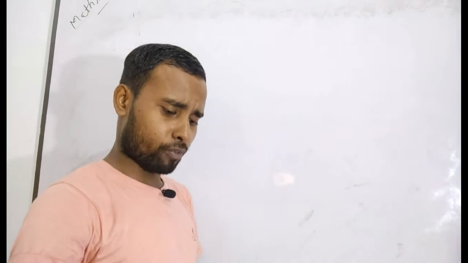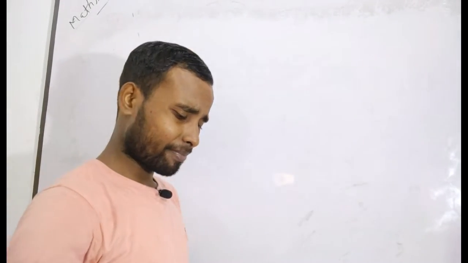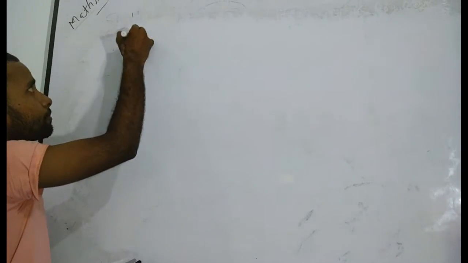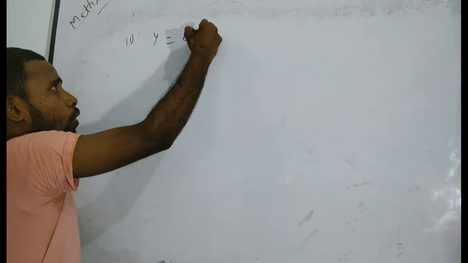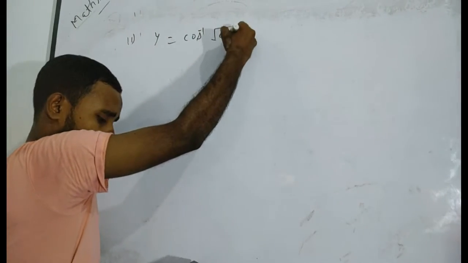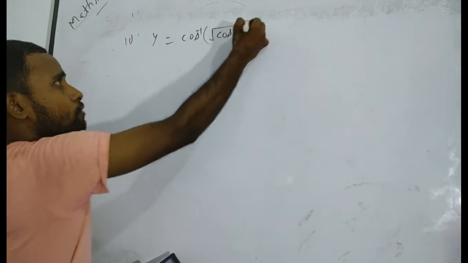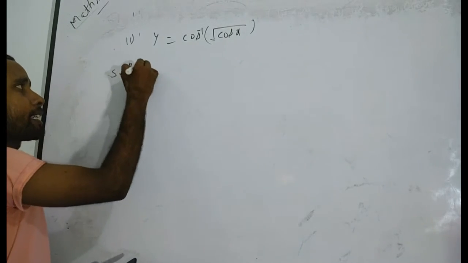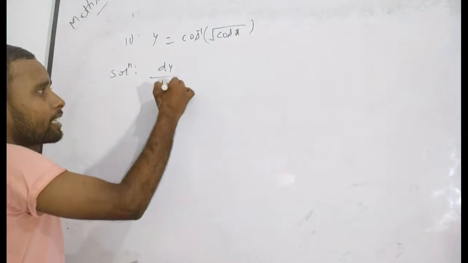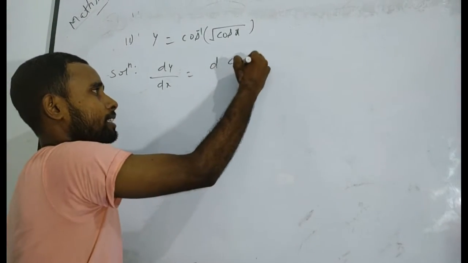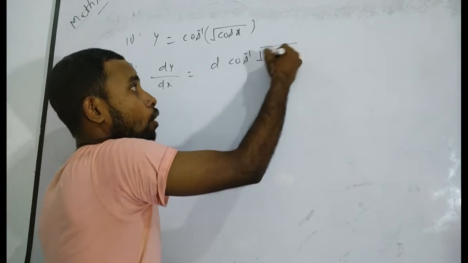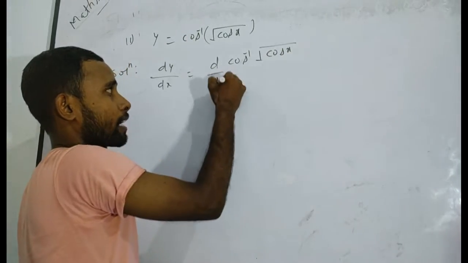See your next question. Second, y is equal to cos inverse root under cos x. How can you differentiate? It is also very easy. You have to write the derivative of y with respect to x, that means the derivative of cos inverse of root under cos x with respect to x.